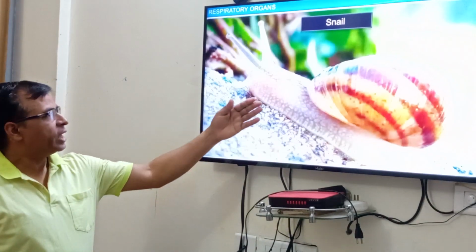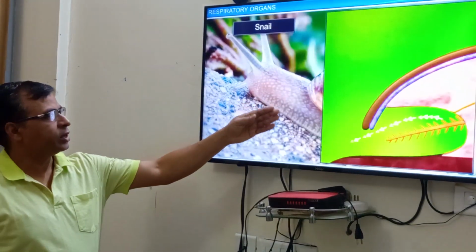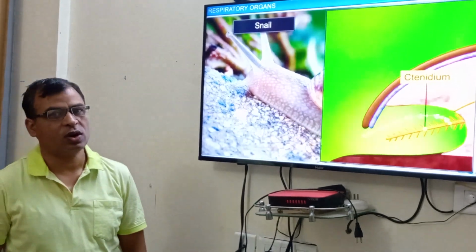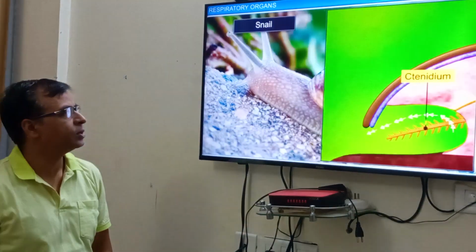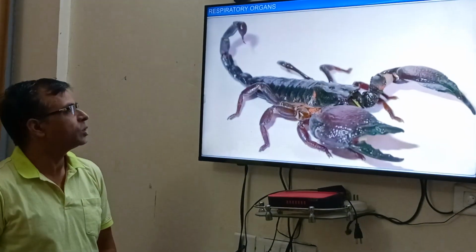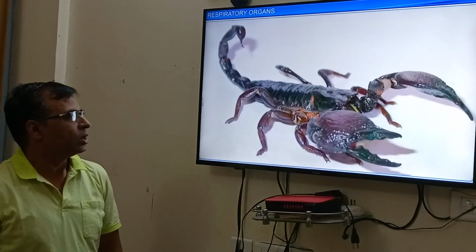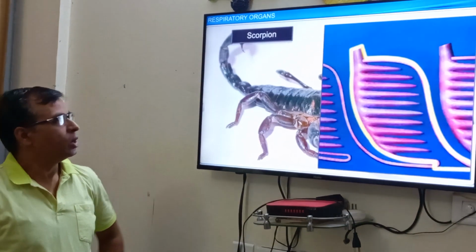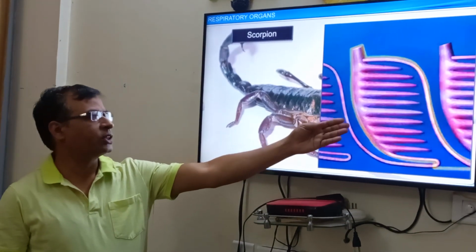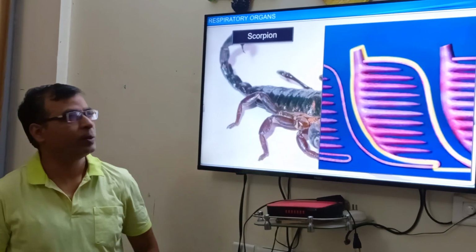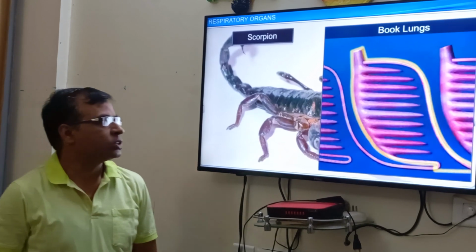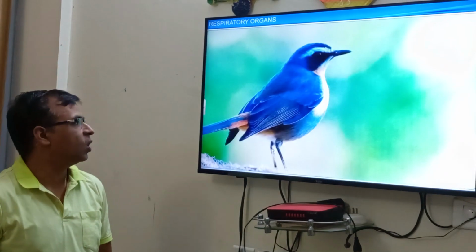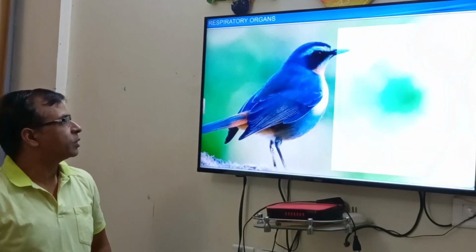A snail uses a vascular structure called ctenidia for exchange of gases. This is the ctenidia. Scorpions and spiders use an open book-like structure called book lung for the exchange of gases, or you can say breathing.